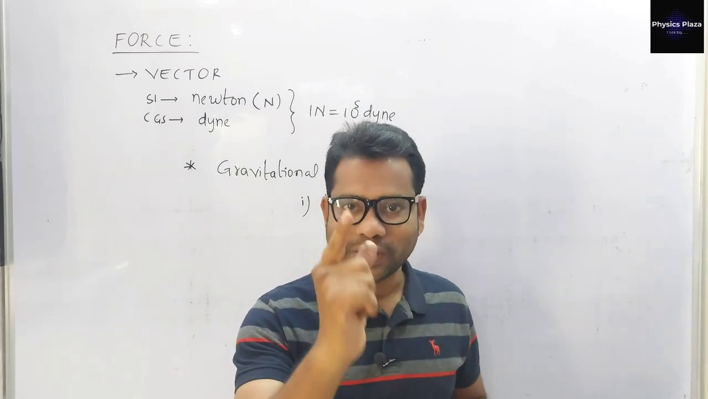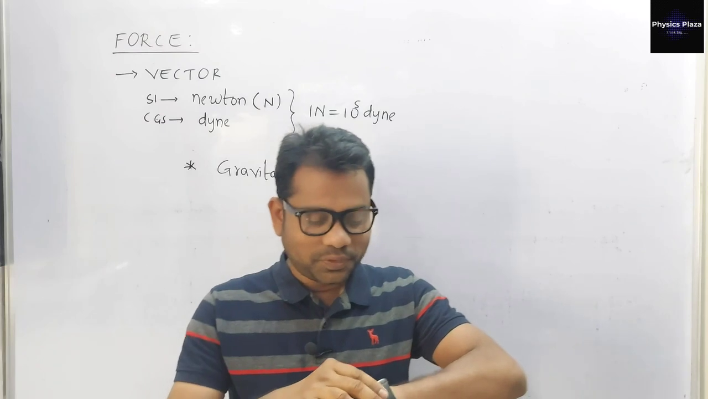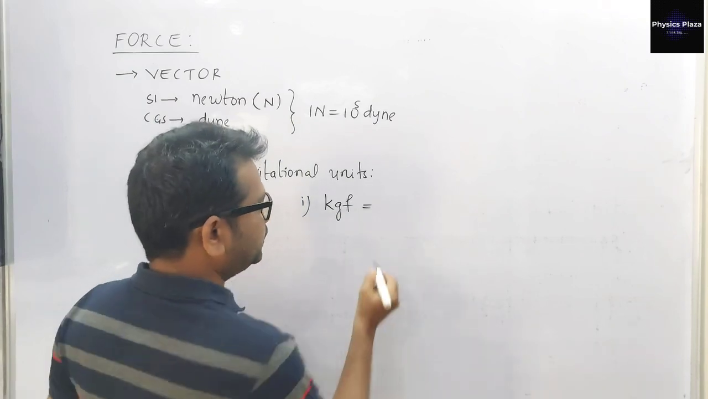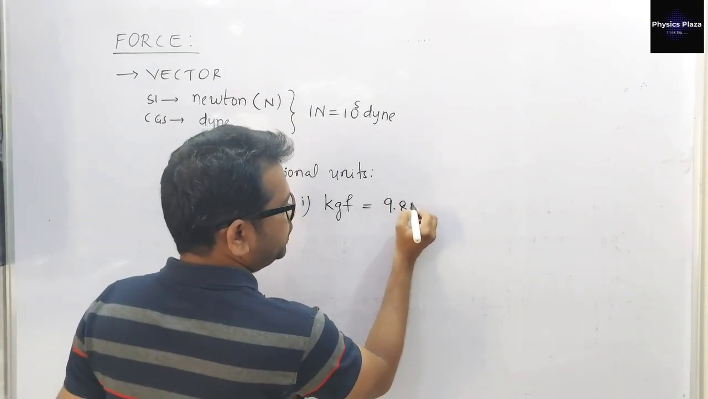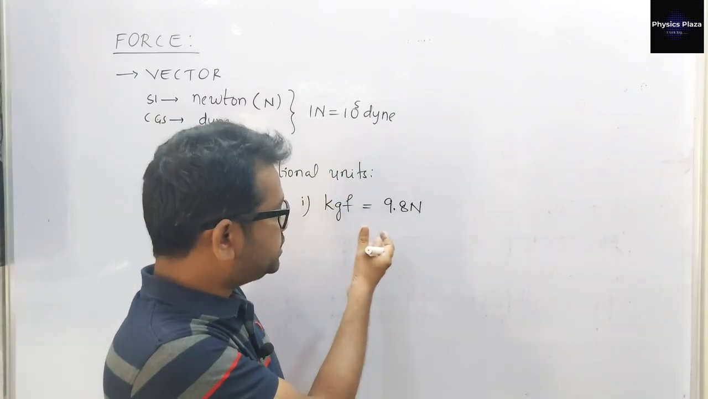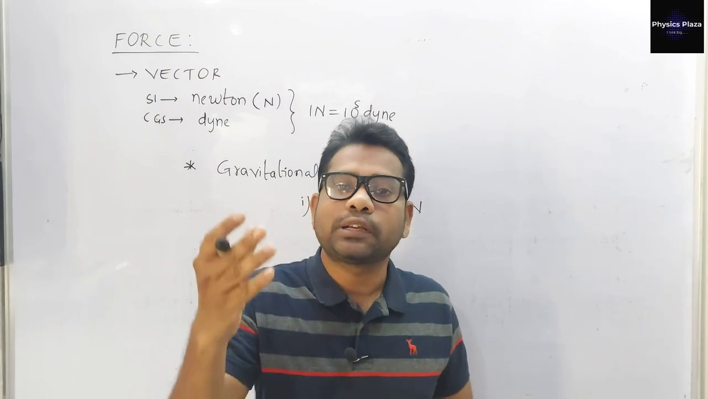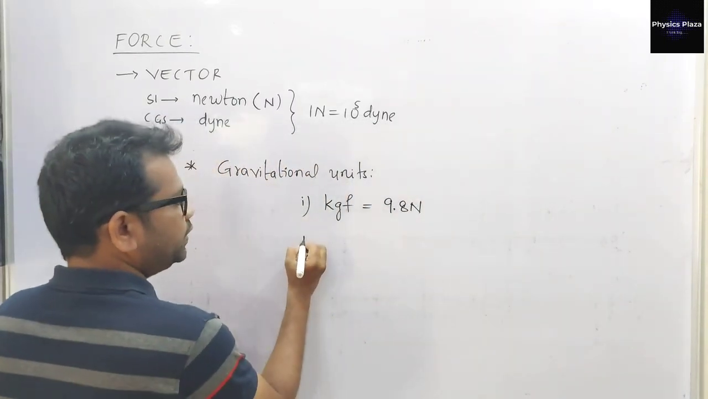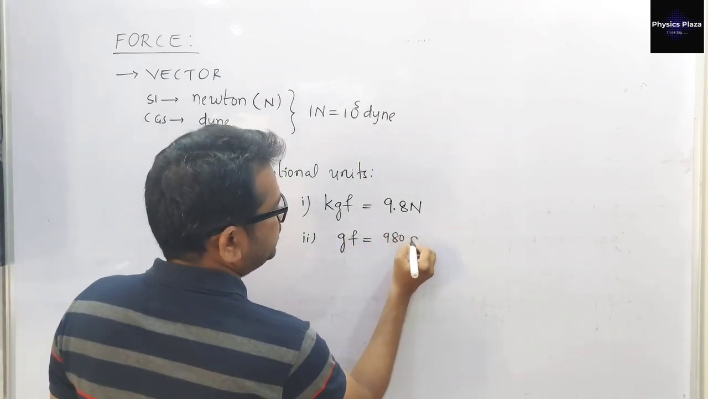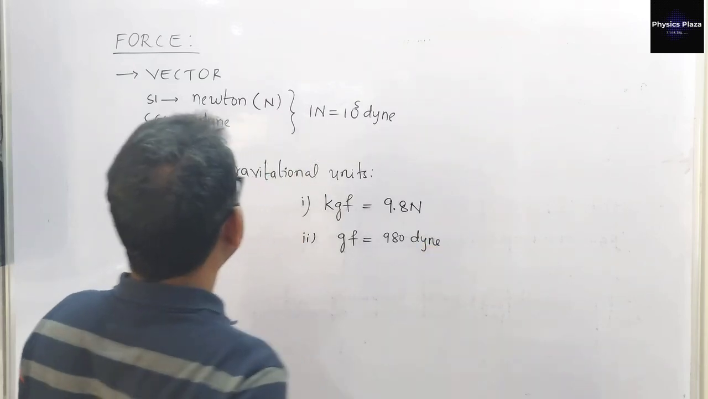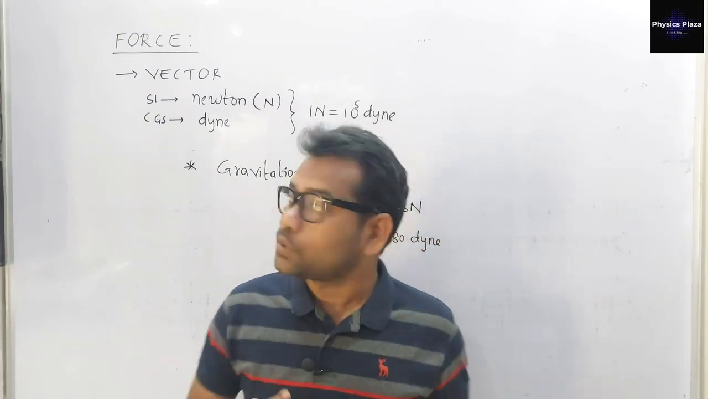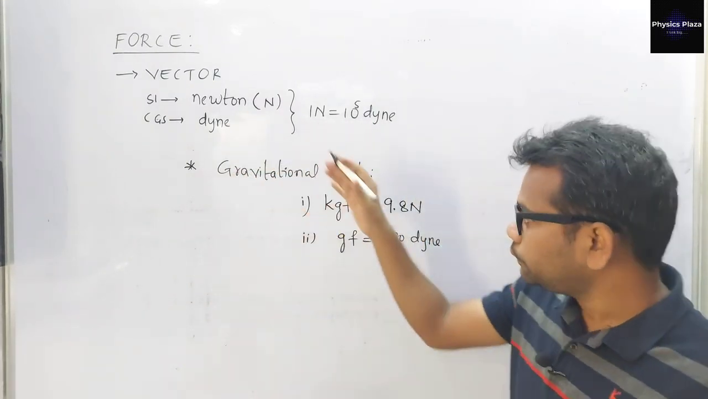What you have to do? You have to pause the video and comment your answer. Come on, what happened? Got it? 1 KGF is equal to, okay, let me write. Just you can check. That is 9.8 newtons. But children, when we are solving the numericals, especially in the second chapter, work power energy, we are going to use this relation like anything. There, we can take it as approximately 10 newtons. Okay, fine. And we also have gram force. 1 gram force is equal to 980 dynes. Children, this is the minimum knowledge which we should have in order to understand the concept. So this is what actually force and the force units.